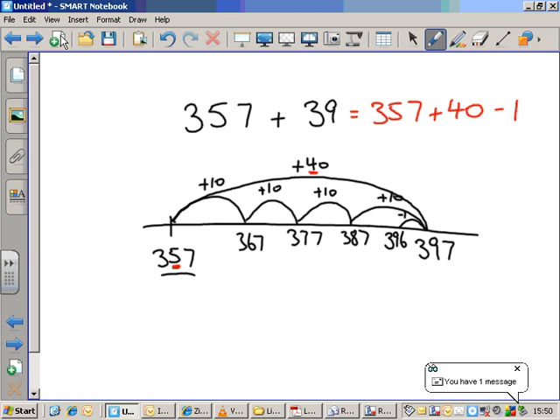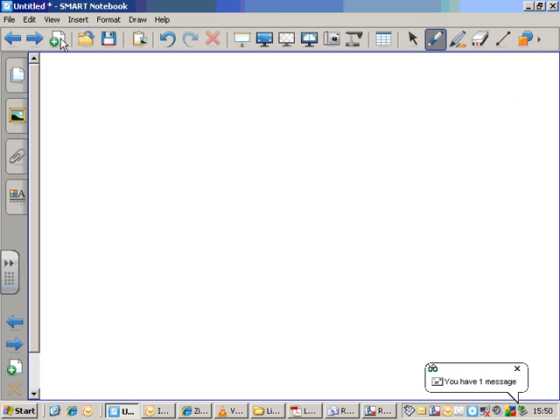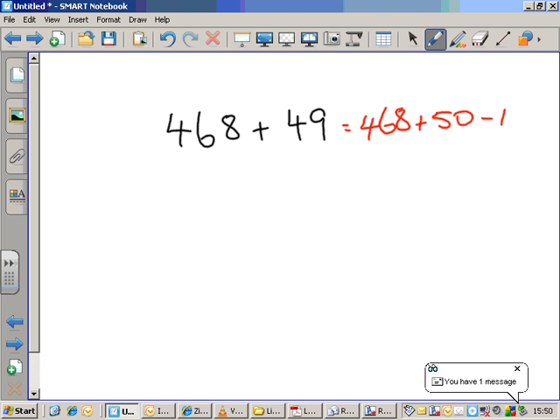It just sometimes gets a little bit harder when you have to cross over the hundreds boundary. Like in this question here, 468, add 49. 49 is 1 less than 50, isn't it? So if we do 468, add 50, take away 1, that'll do nicely for us, won't it? Here's my number line. Here's 468, as if by magic. Now we want to add 50, don't we?